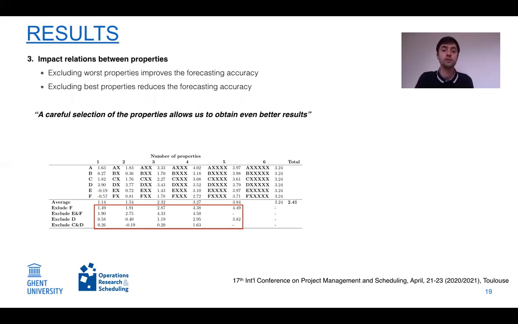Finally, we also observed some relations between properties. We saw that if you exclude the worst properties individually, then this improved the forecasting accuracy, while excluding the best properties reduced the forecasting accuracy. This might seem a very straightforward observation, but it again shows that a careful selection of the properties allows us to obtain even better results.